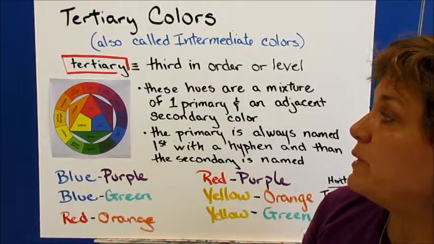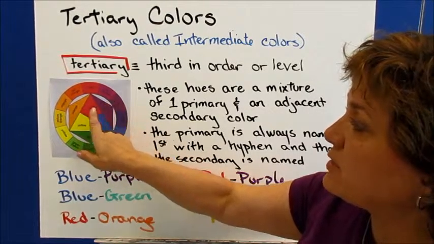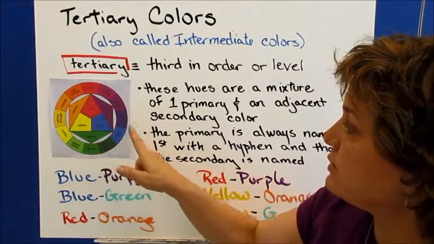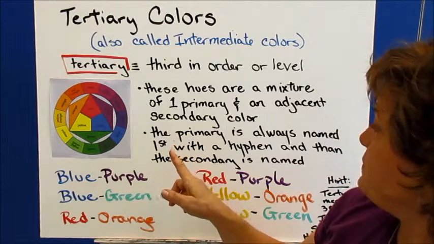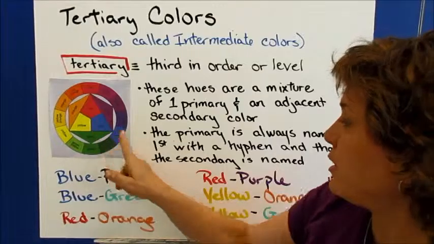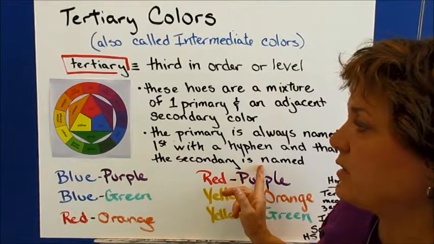These hues are a mixture of 1 primary and the secondary next to it. So there'll end up being 6 of these. It is always named by using the primary color first, a hyphen, and then the secondary color is named.